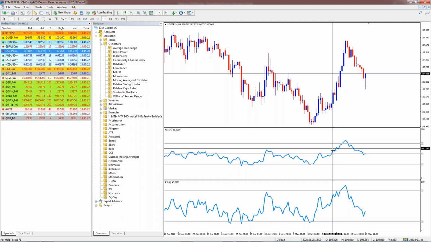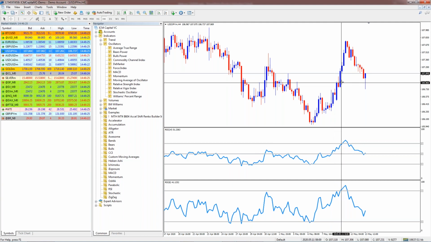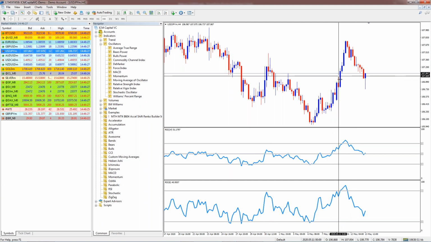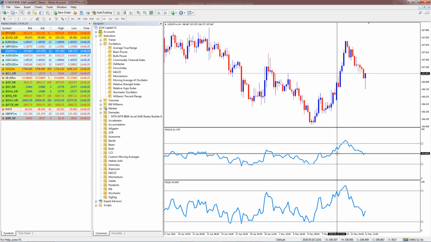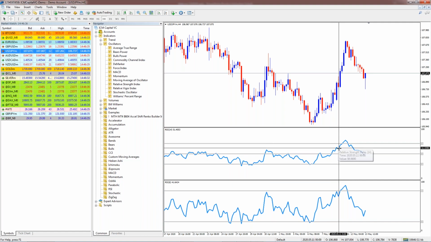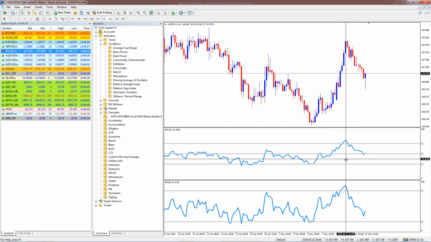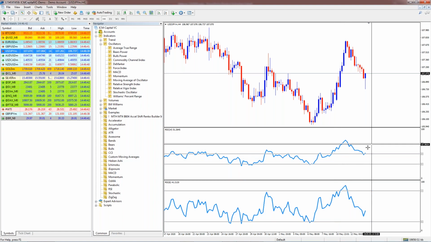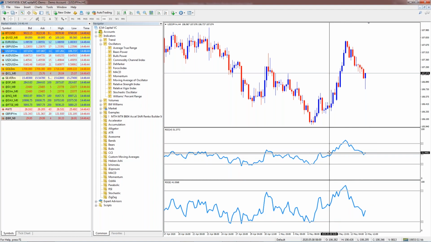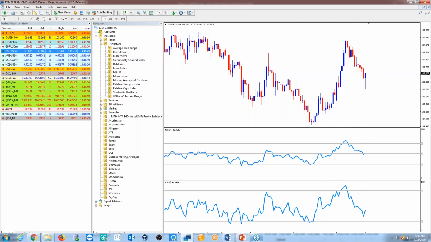So they could also use the 50 level as a filter. If they have any other indicator used for signals, they can get their signal from the other indicator, and they would enter a buy trade if the RSI is above 50 and their other indicator gave them a buy signal, and vice versa. So if the RSI is below 50 and their indicator gave them a sell signal, they will also enter a trade. So the 50 level, which is the neutral level for the RSI, acts as a filter. So this is all you need to know about the RSI.